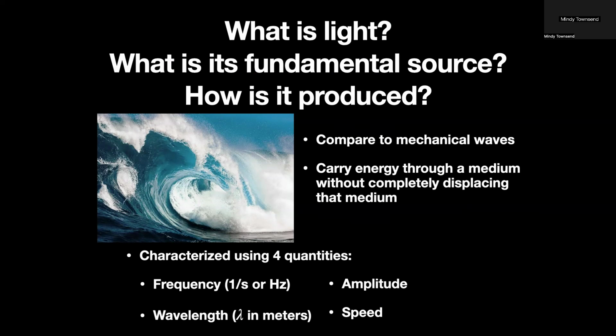Waves can be characterized using four quantities, right? Wavelength, frequency, amplitude, and speed. Frequency is how many cycles per second, so it can be like 1/second, or hertz is the unit. Wavelength is the distance from wave crest to wave crest, so the top of the wave to the next top of the wave. Amplitude is the displacement vertically, and speed, this is maybe self-explanatory, how fast the wave is going.